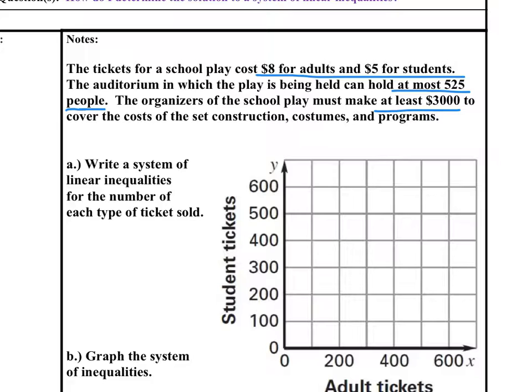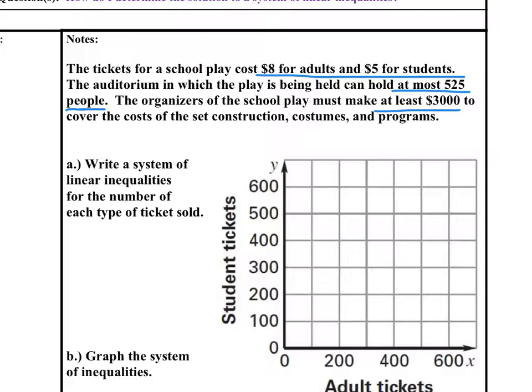We are writing a system of inequalities, so that means there will not be any equal signs. Okay. There might be 2, there might be 3, just so you know. Let's think about the first 2 numbers here. This is about cost, right? $8 for adults, $5 for students. Which other number goes with cost? 3,000.